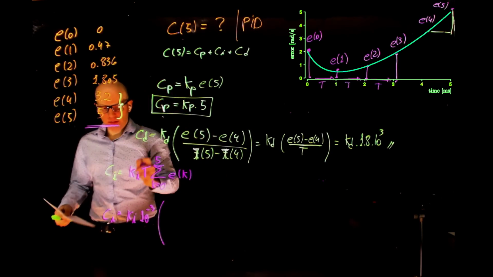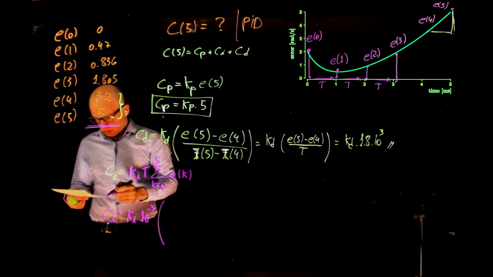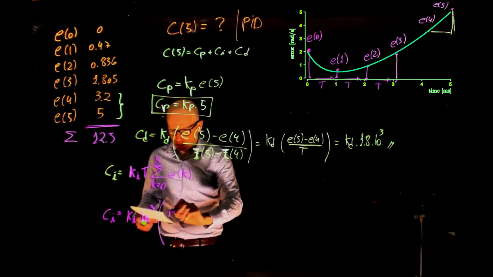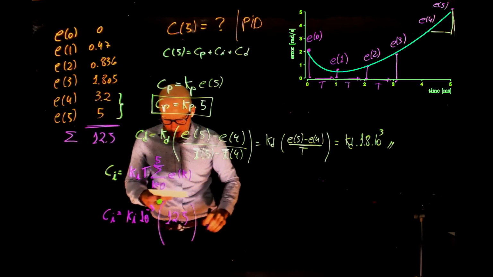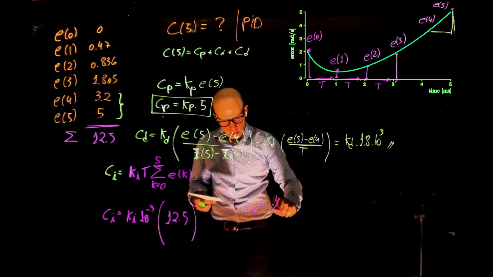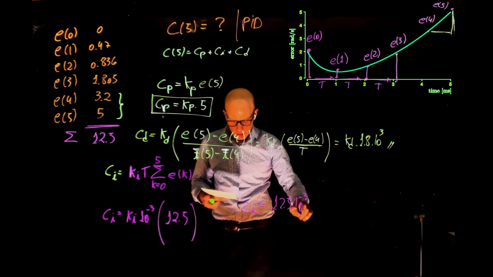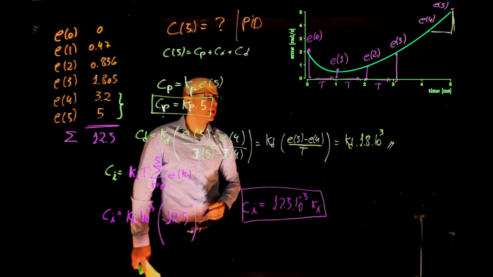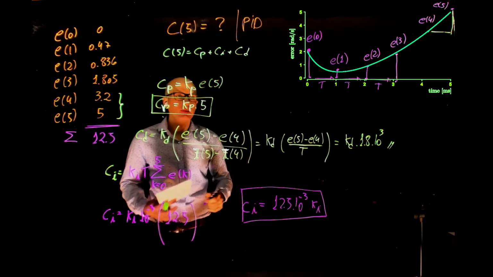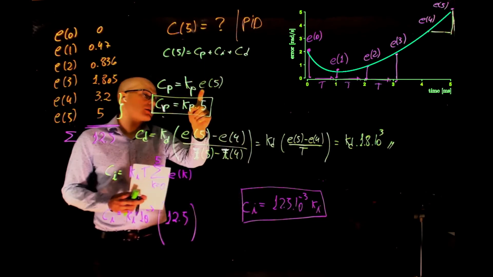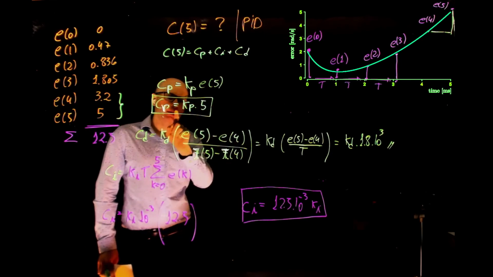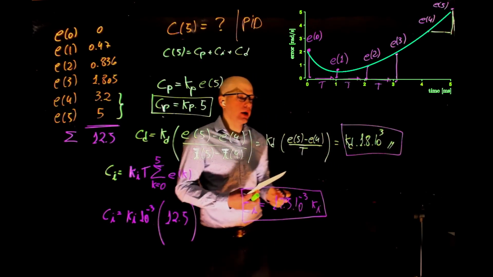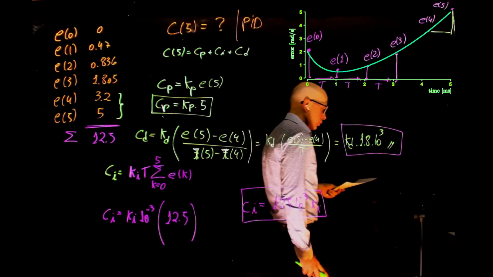I can give you the sum here, it is 12.5. So this times 12.5, that's 12.5 times 10 to the power of -3 times Ki. What is the final control effort? Well, the final control effort is the sum of these: the proportional, the derivative, and the integral parts. Right, and this is the output of your controller.